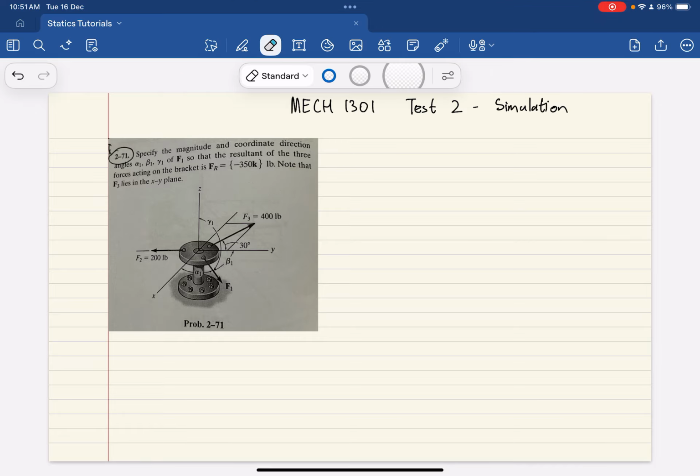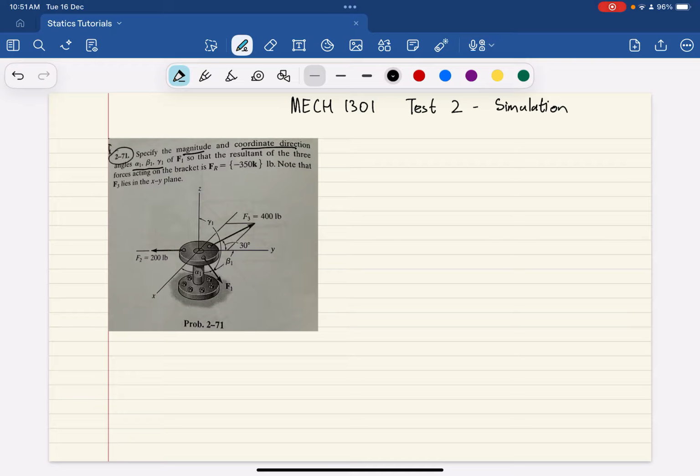So let's begin with this problem. Specify the magnitude and the coordinate direction angles alpha 1, beta 1, and gamma 1 of F1. The resultant of the three forces acting on the bracket, Fr, equals negative 350 k pounds. Note that F3 lies in the XY plane. This is something to take note of and remember.